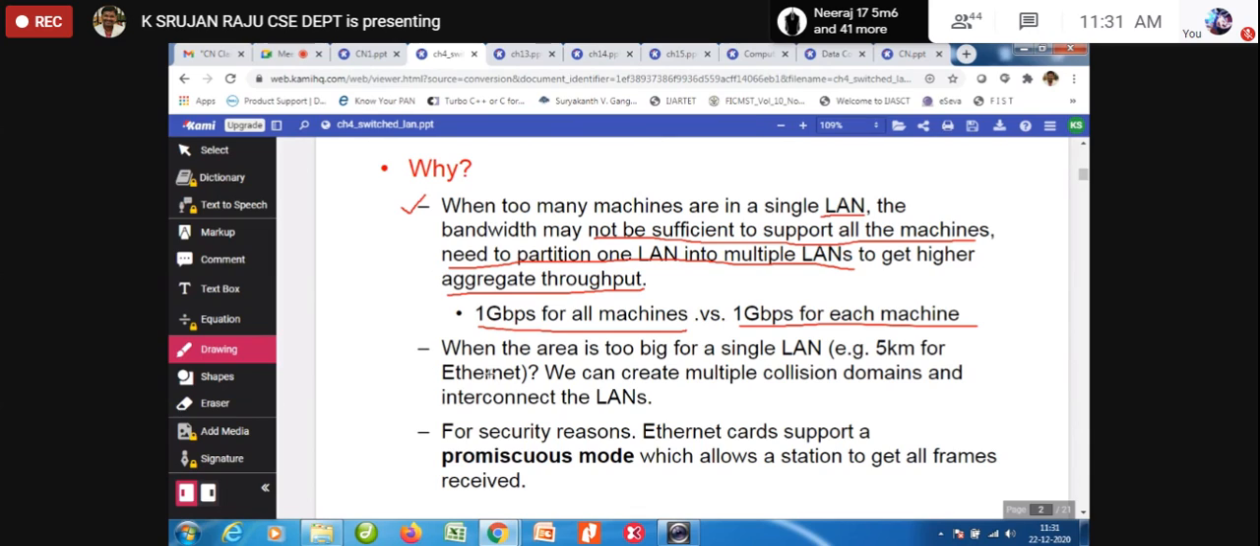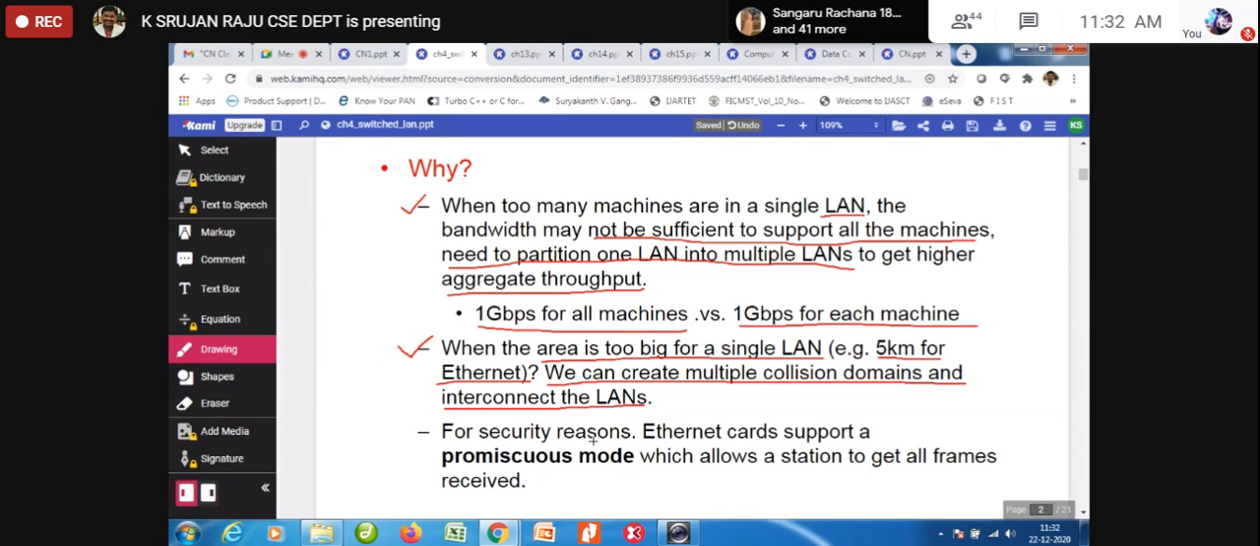Then the next one is when the area is too big for a single LAN. For example, 5 kilometers for Ethernet. We have discussed that Ethernet is never going to work for 5 kilometers or the like. So in that situation, what can we expect? Collisions, dropping of frames. So in that situation, we can create multiple collision domains and interconnect the LANs. This is the second one.